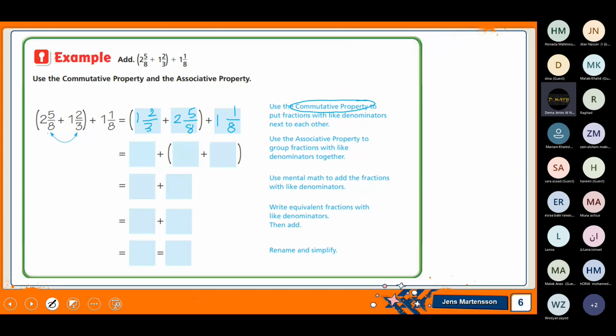Then I will write the two mixed numbers that have the same denominator. Where are they? 2 and 5 over 8 and what? 2 and 5 over 8 and 1 and 1 over 8. Bravo. And 1 and 2 over 3, keep it out. Yes. Now here, look at the fractions inside the parentheses. Do they have the same denominator?